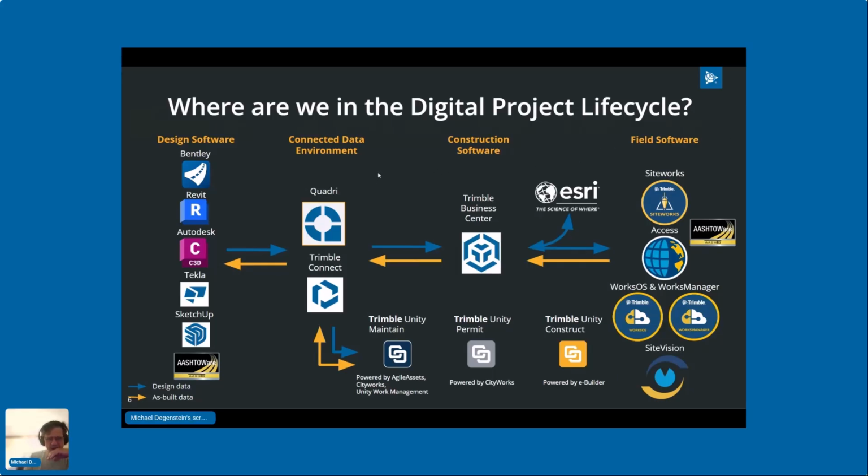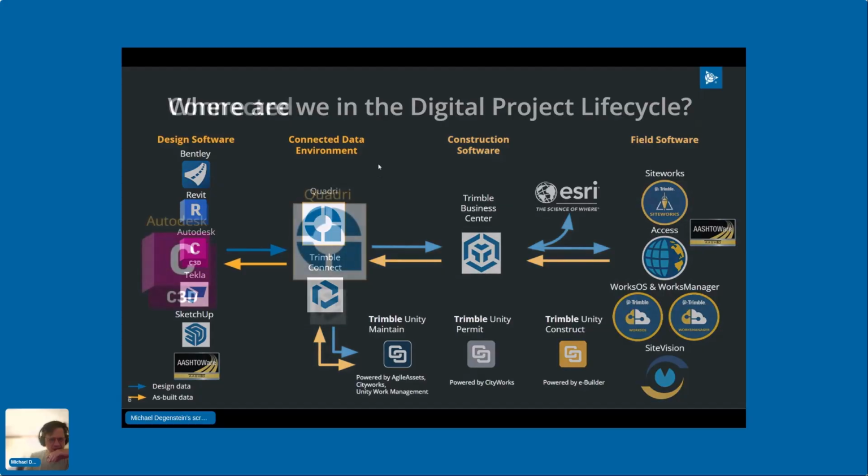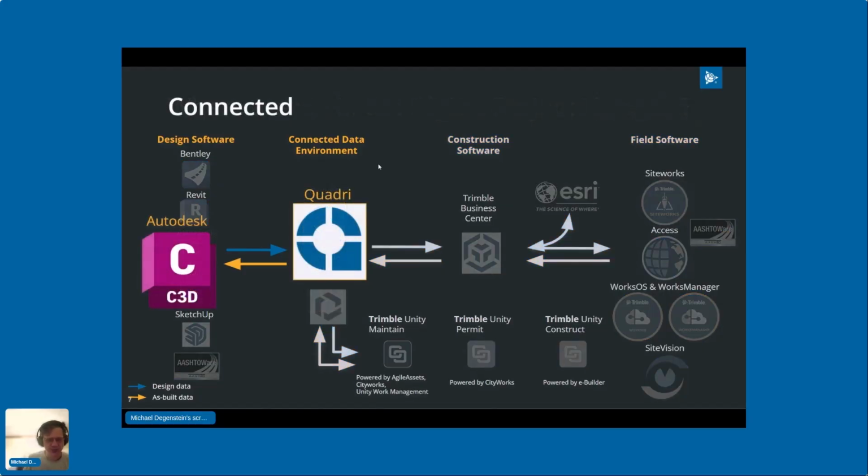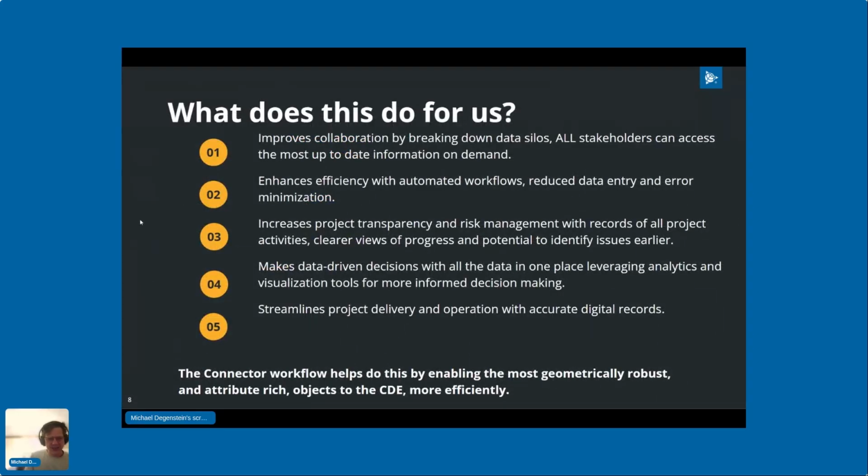So where are we in the digital project lifecycle here? We're just focusing on design to the CDE and back with Civil 3D and Quadri. Well, what does the connector really do for us? I mean, we can physically import and export a lot of objects. Well, it improves collaboration. And this is kind of canned language. This is what a connected data environment does in general. Enhances efficiency, automates workflows, increases project transparency and risk management, and helps us make data-driven decisions.